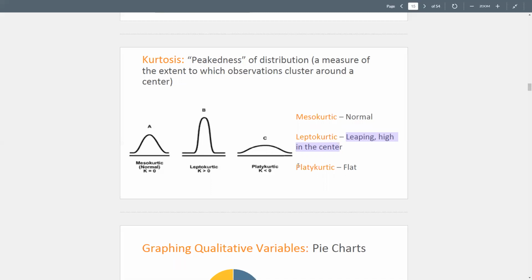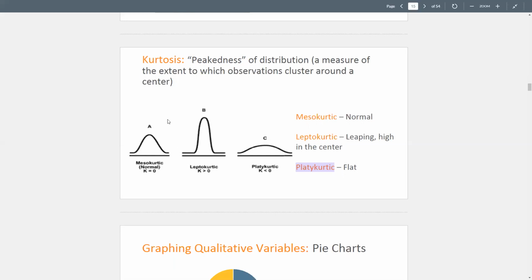And then a platykurtic distribution would be one where there's a lot of data in the tails of the distribution, so it's flatter. There's not as much in the center. That would be represented with a negative kurtosis value, and a leptokurtic would have a positive kurtosis value. Depending on the software, SPSS centers the kurtosis value at 0, so 0 represents normal. Other software will use a kurtosis value of 3 as a normal distribution.